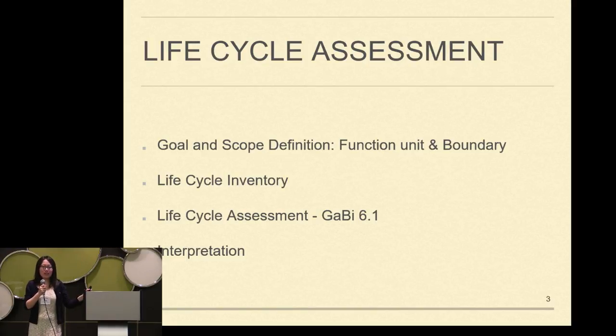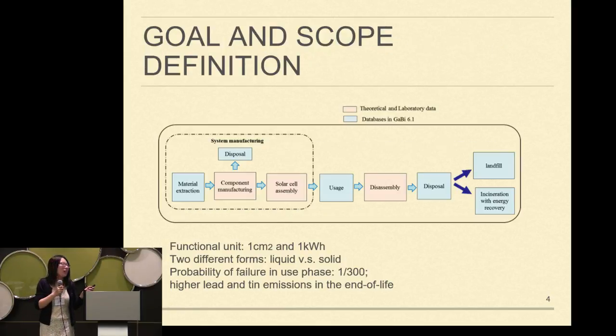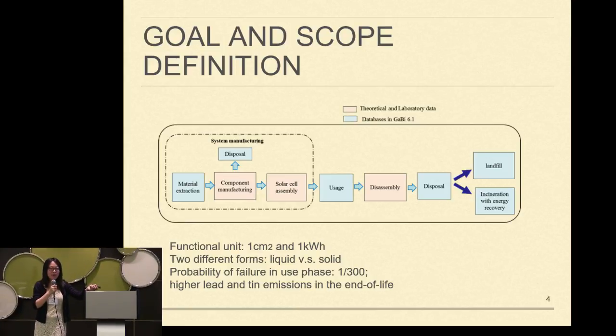Okay, so we are going to talk about the life cycle assessment of this perovskite solar cell. Of course, we have four parts as in the traditional LCA. For goal and scope definition, the perovskite solar cell is usually divided into two basic forms. One is liquid state, and the other one is solid state. We already did some research on the liquid state perovskite solar cell, and we defined our boundary from cradle to gate, which is system manufacturing. That's because at that time, the end of life data was not available, so we just decided to confine our boundary from cradle to gate.